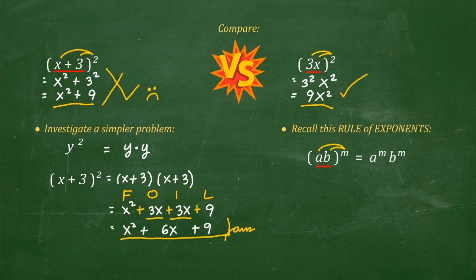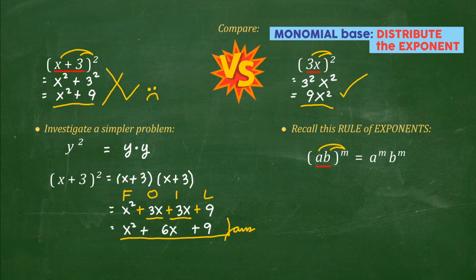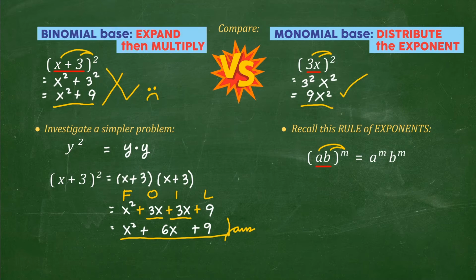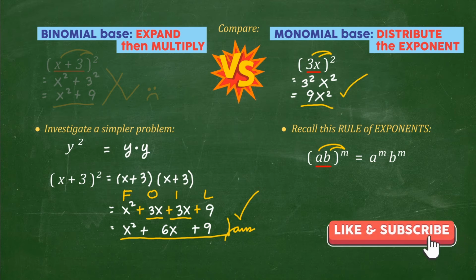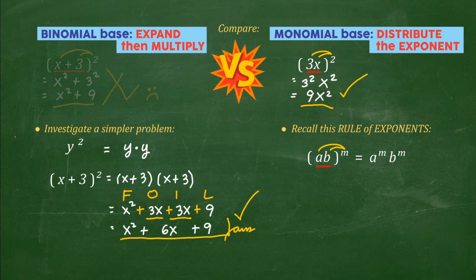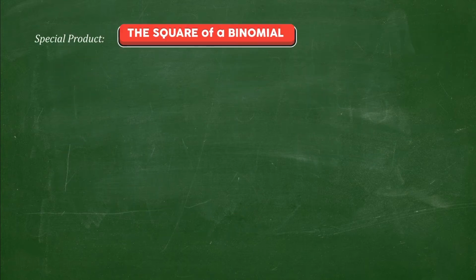Summarizing, if we have a monomial base, distribute the exponent. If we have a binomial base, we expand and then multiply. So, how is this related to this lesson? This is actually an example of a special product. It's called the square of a binomial. Let's look for the shortcut of the squaring of a binomial by solving and looking for patterns in some examples.